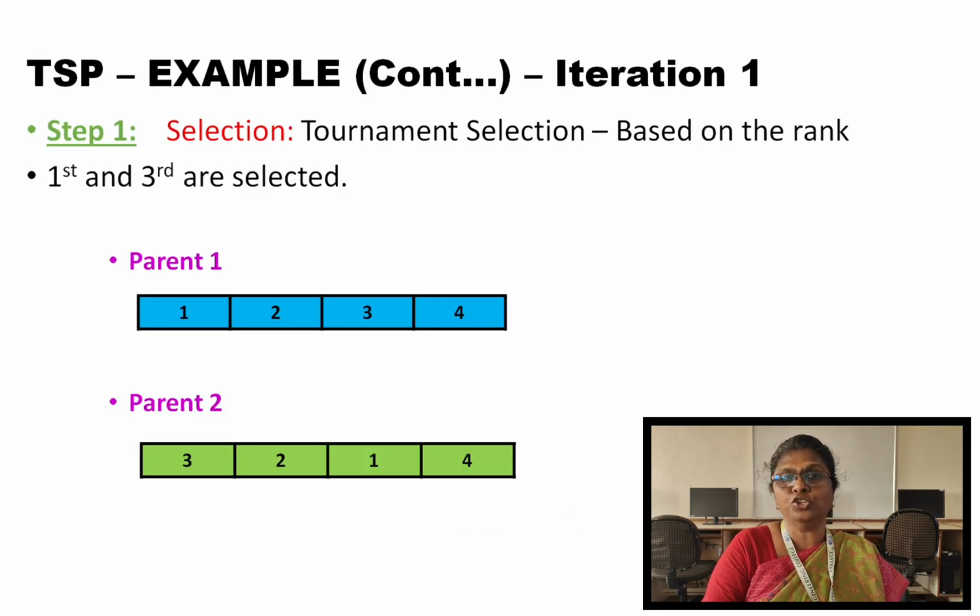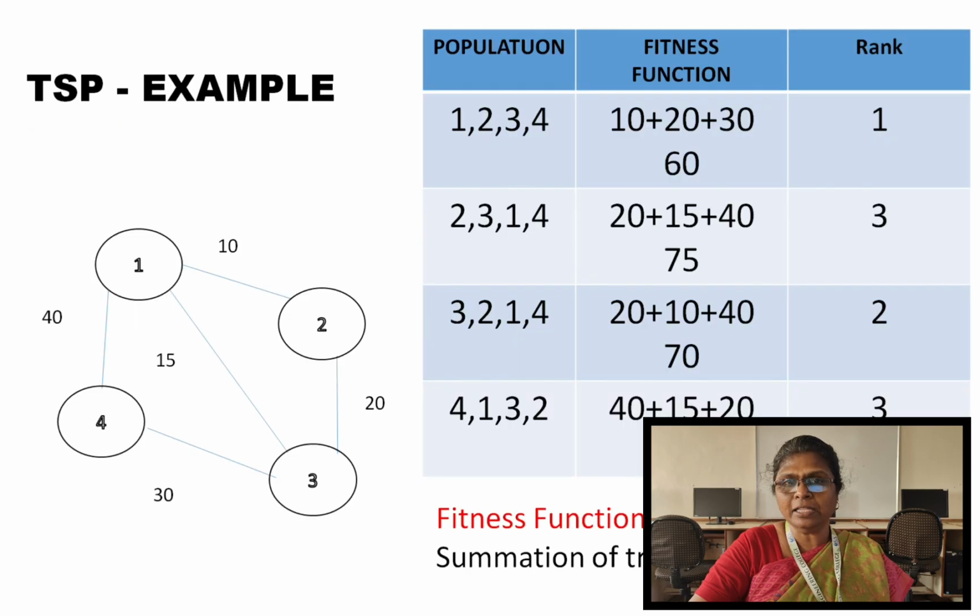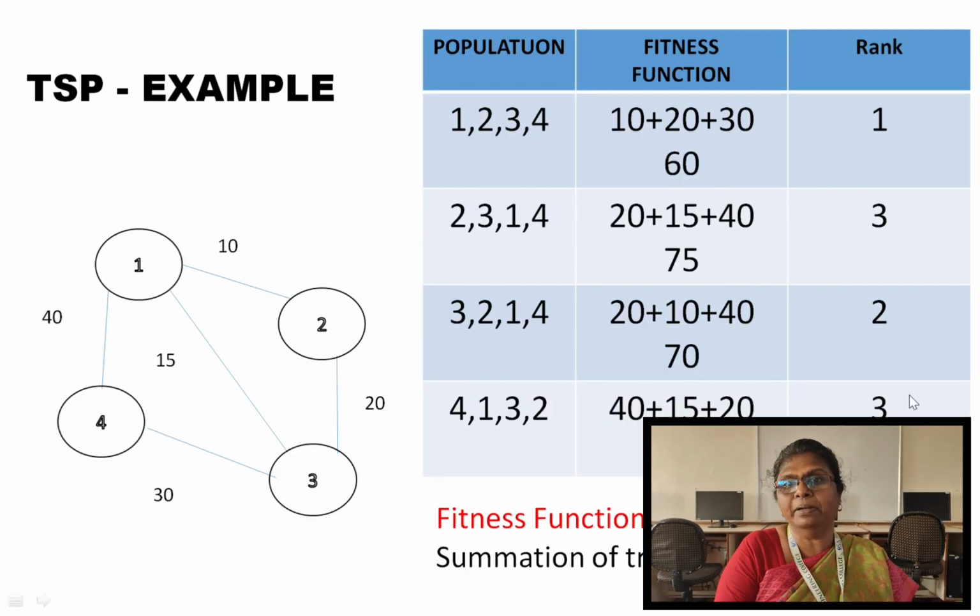Now we proceed to iteration 1. So now the process starts. Iteration 1 begins. The first step is to select the parents. We need 2 parents, which have to be selected from this table.